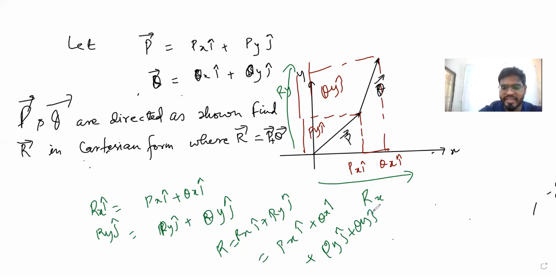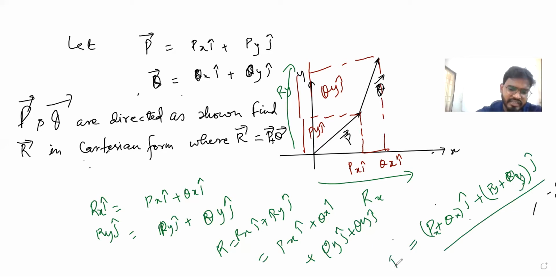So by this way we can add what? Now P, you can take Px plus Qx common, or P plus Q i cap, right? P plus Q i cap, Px plus Qx i cap plus Py plus Qy j cap, right? By this also we can write the resultant vector. So now we got to feel why we are adding directly, because it is coming in the same direction, so we are adding, right?